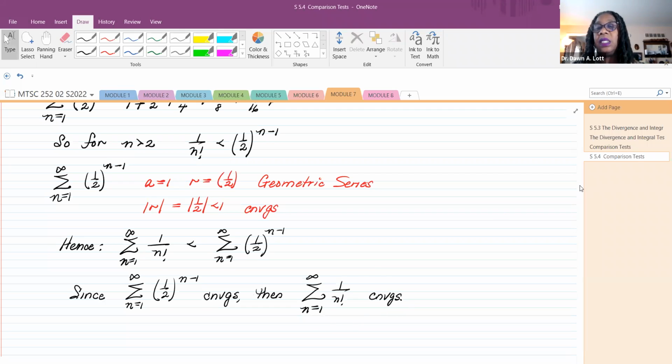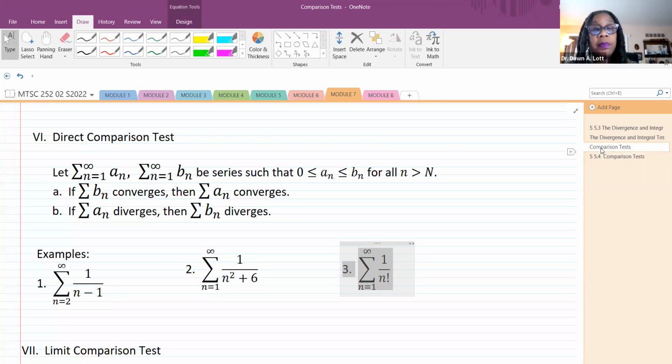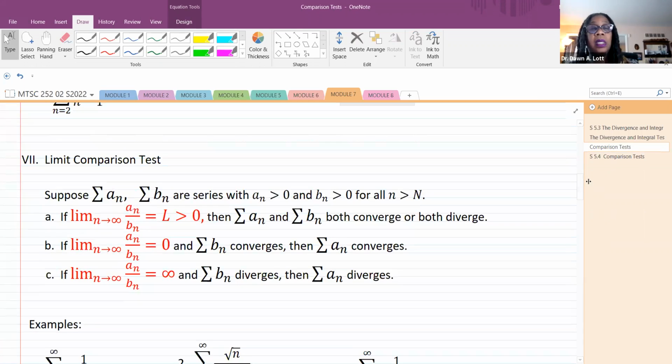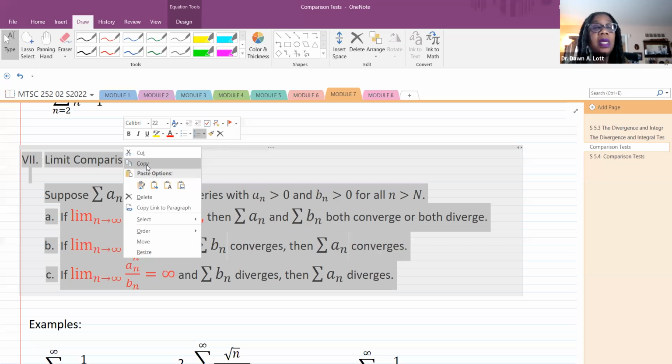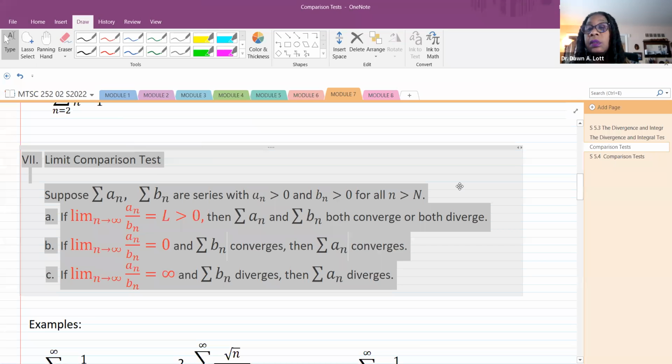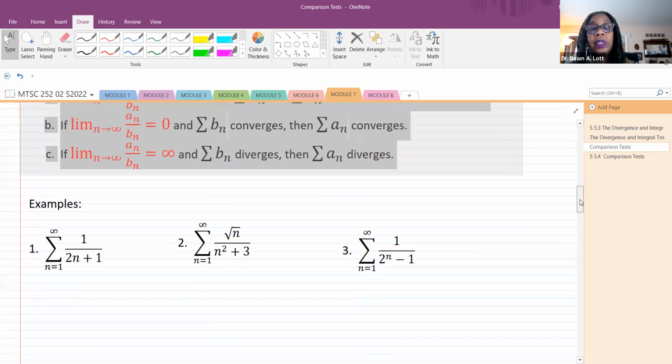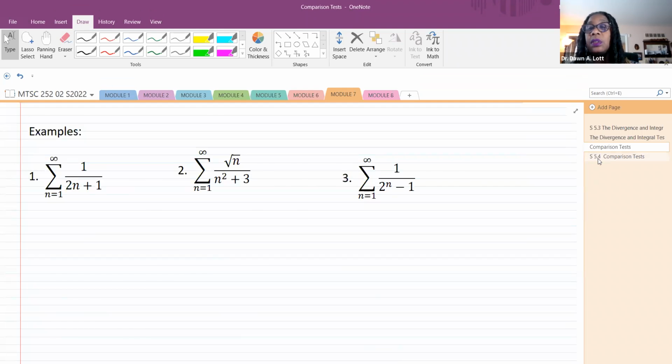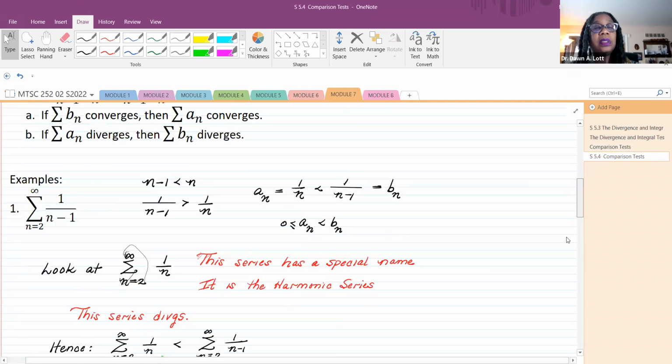Okay, so that is it for the comparison test. Let's do the limit comparison test. Now this one's a little meaty. And I say meaty because it's got a bunch of words. And if you are like me, I cannot stand definitions that are too wordy. So let's try to break this down a little bit.